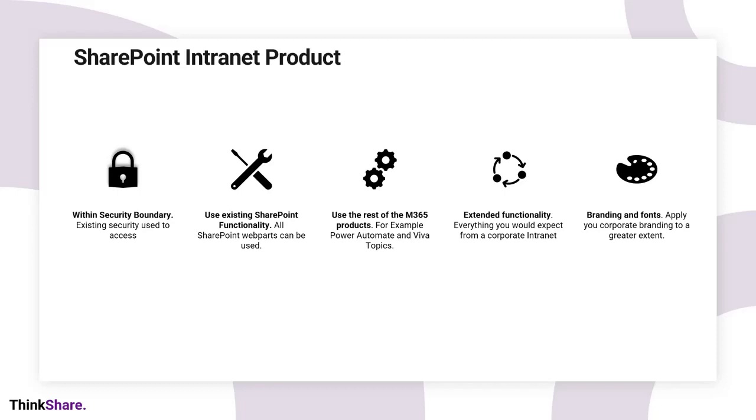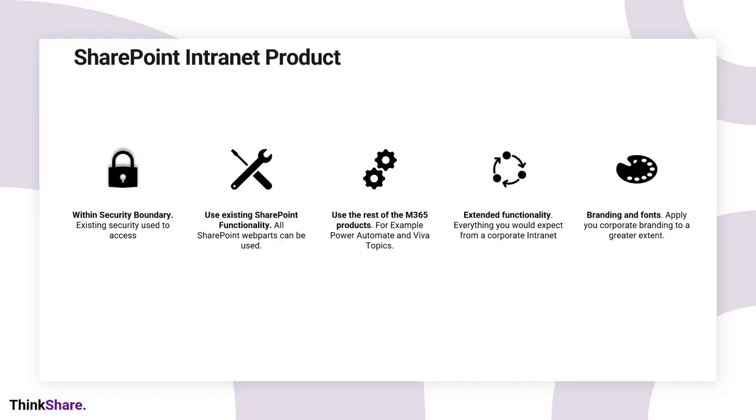So if you're purchasing a SharePoint intranet product that sits on top of SharePoint, there are certain things that you don't have to worry about, such as the product sitting within your security boundary. All the existing security that you've set up, the Azure AD accounts, will work. You don't need to do anything, and the product is installed into your Microsoft 365 tenant, and you can just use it on top of SharePoint. You can still use the existing functionality within SharePoint, so that's all the web parts that come with it, like the Twitter one that I just showed you.